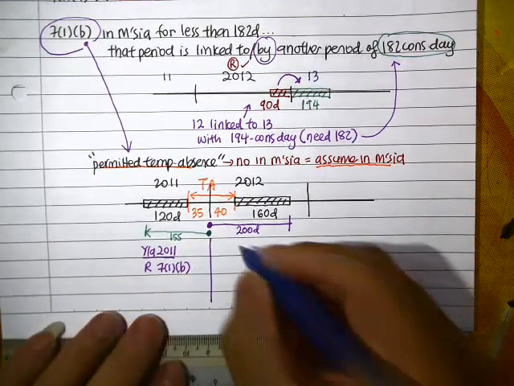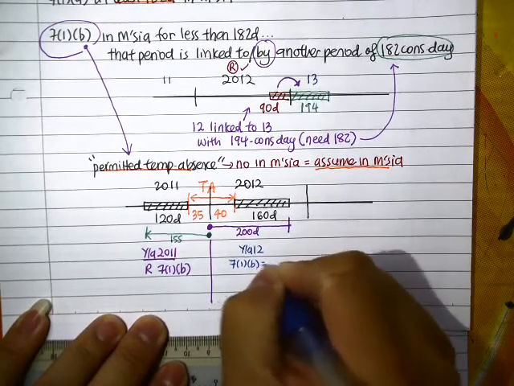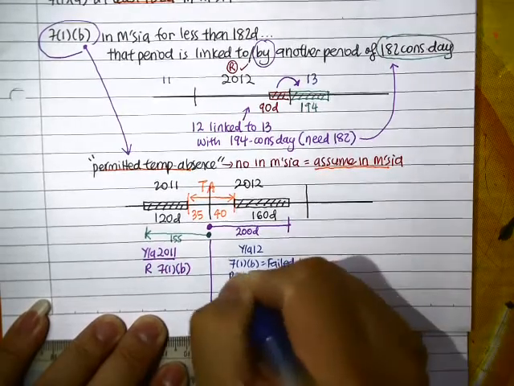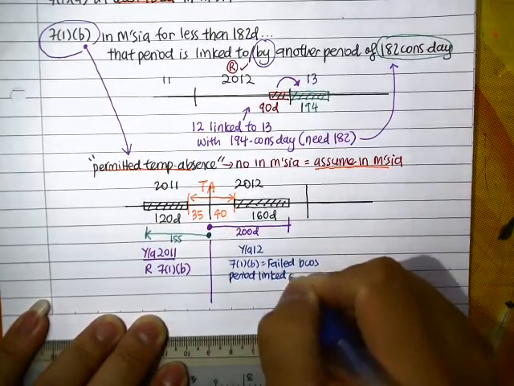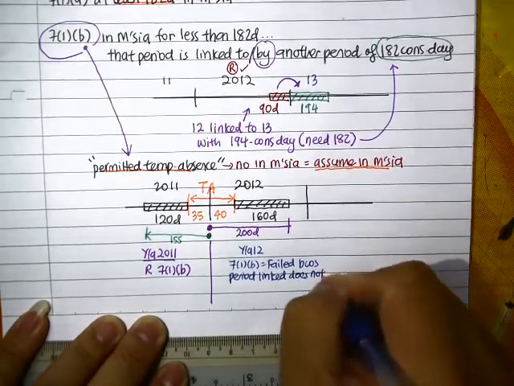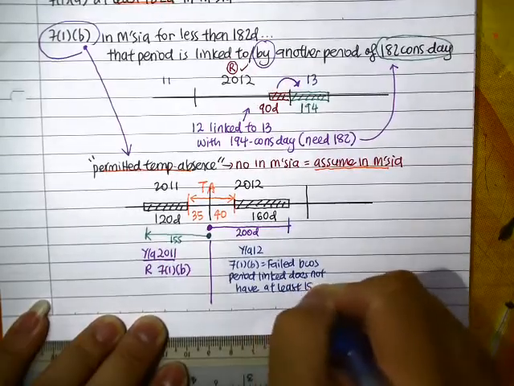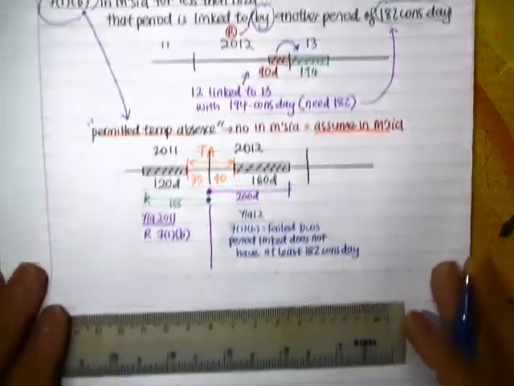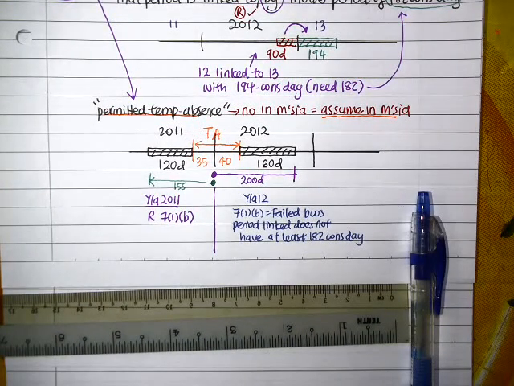So for 2012, 7(1)(b), you fail, because the period link does not have at least 182 consecutive days. Okay, does not have at least 182 consecutive days.